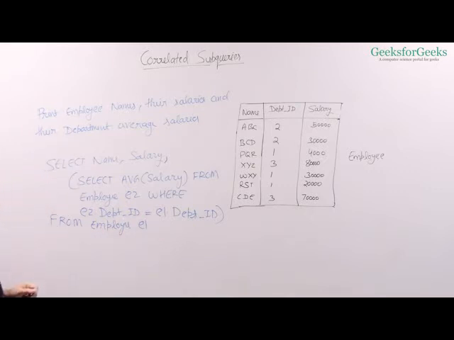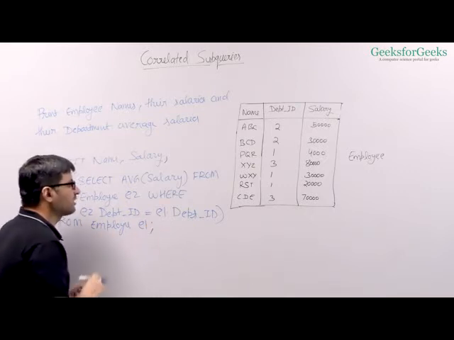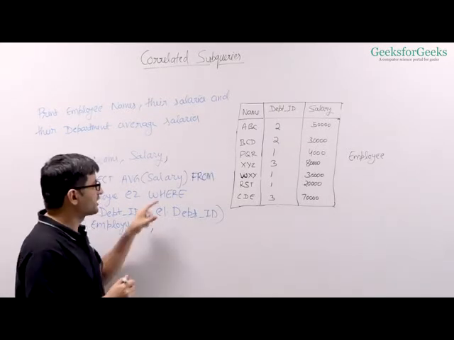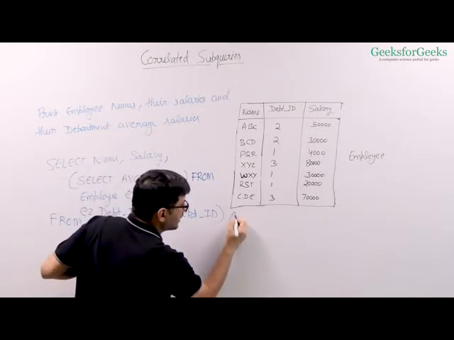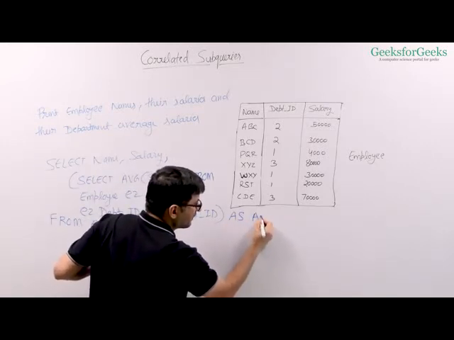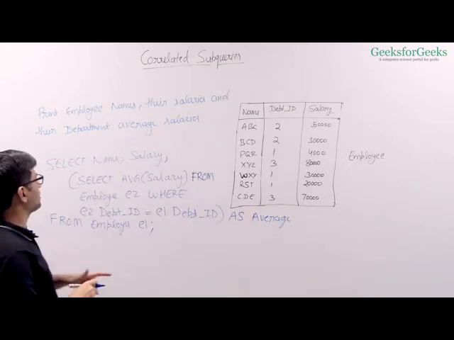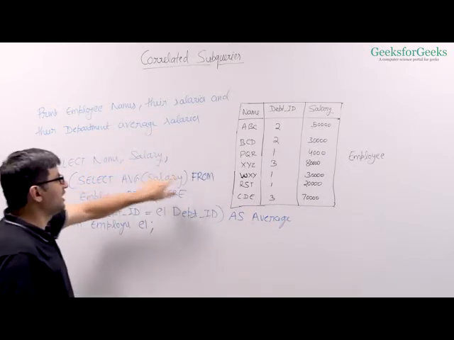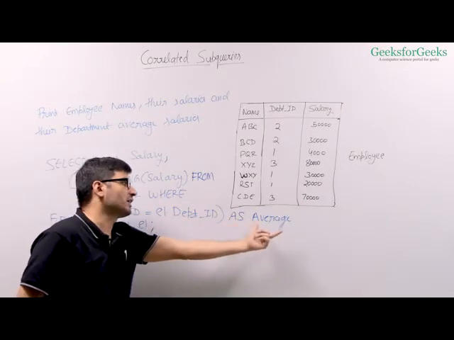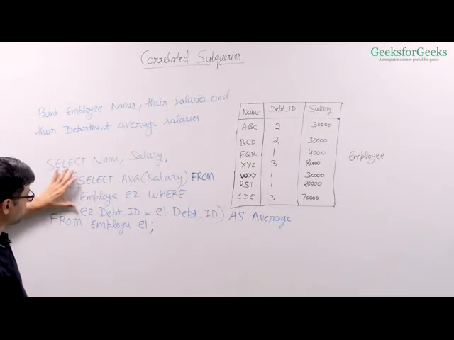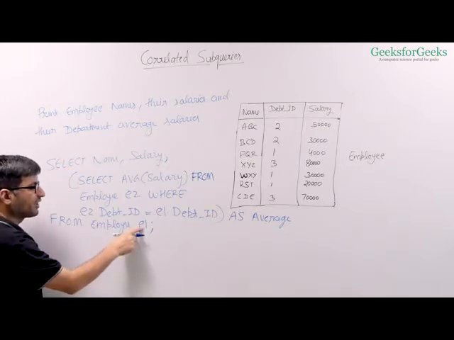So this is a correlated subquery example, where we are using a correlated subquery in the select clause. Let's give it a name also, let's name it average. So now we are printing 3 columns: name, salary, and average salary, which is the department average of this employee. And this particular inner query is going to run for every row of e1.